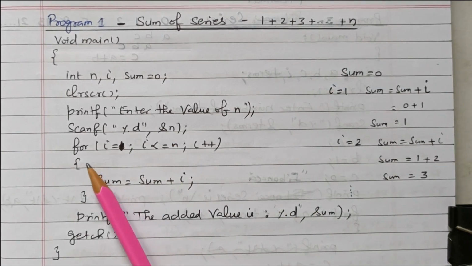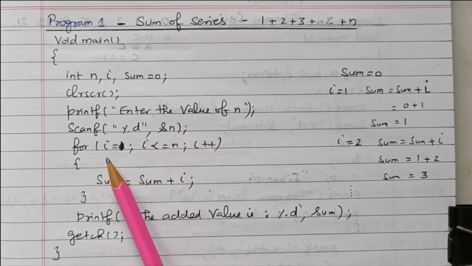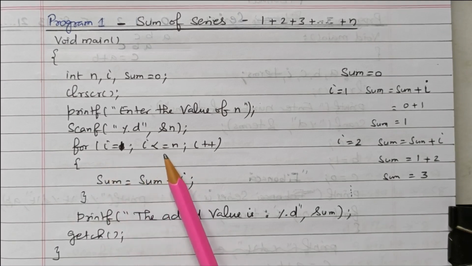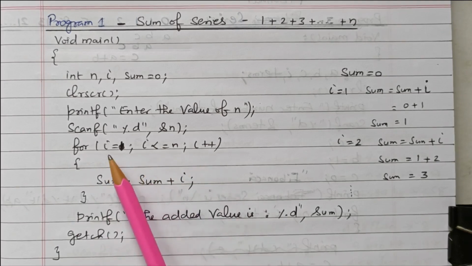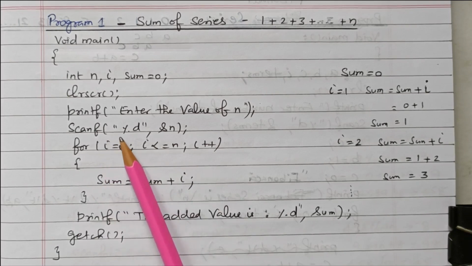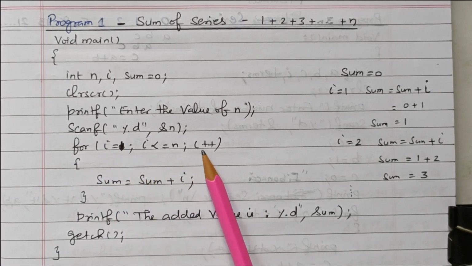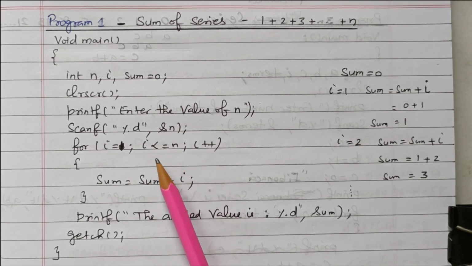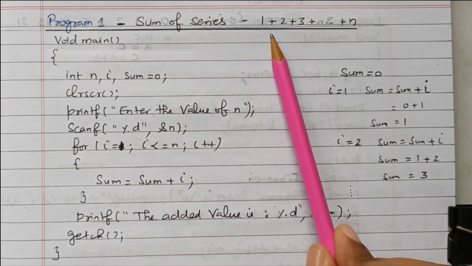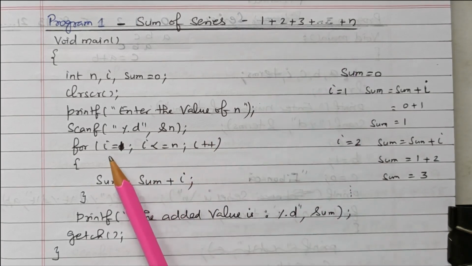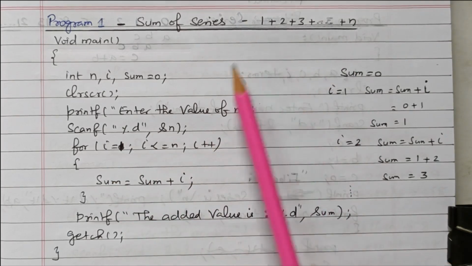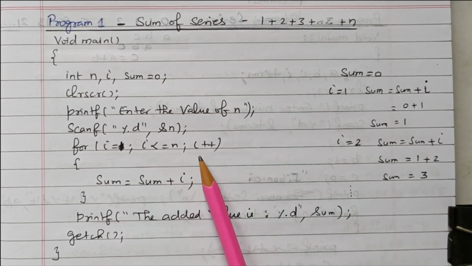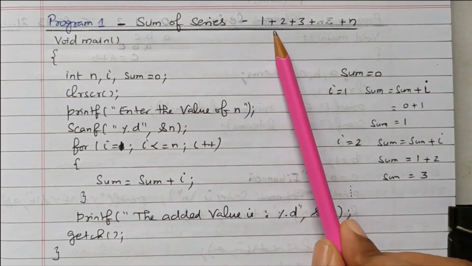We know that for loop has three parts: initial value, condition, increment. What is the initial value? We need to specify here. What is the increment? What is the next number? What is the condition up to which we need to go? Right? From this series we can easily decide. Initial value is 1. Right? What is the increment? It is incremented by 1 by 1.